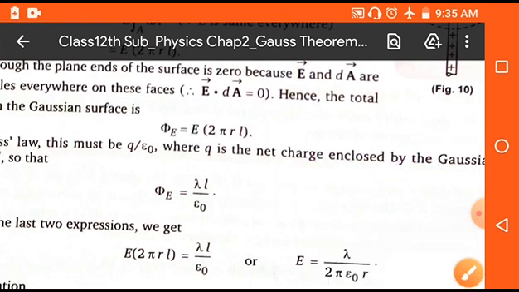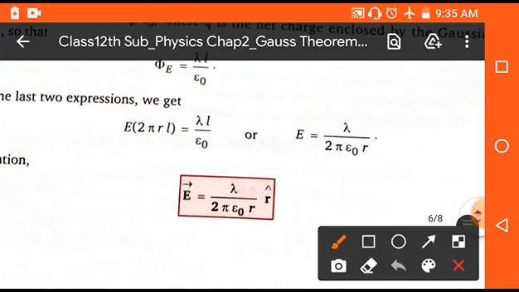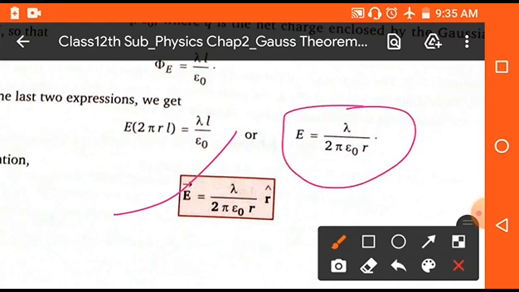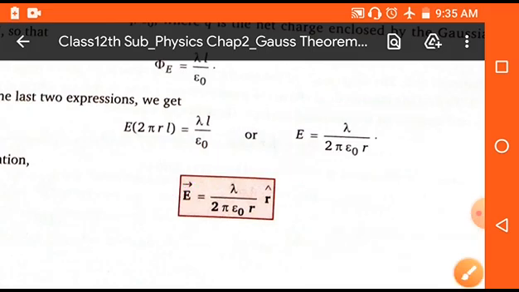So on putting the value we get E is equal to lambda upon 2 pi epsilon naught small r, r cap. This is the vector form, and E is equal to lambda upon 2 pi epsilon naught small r. It is the mathematical form.